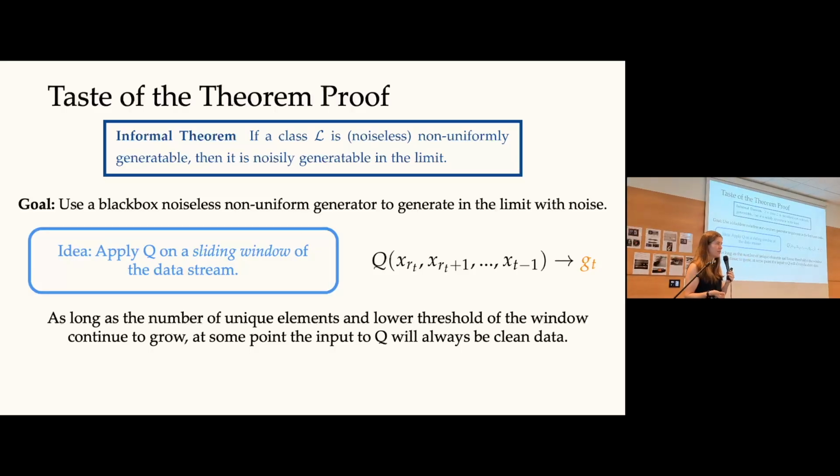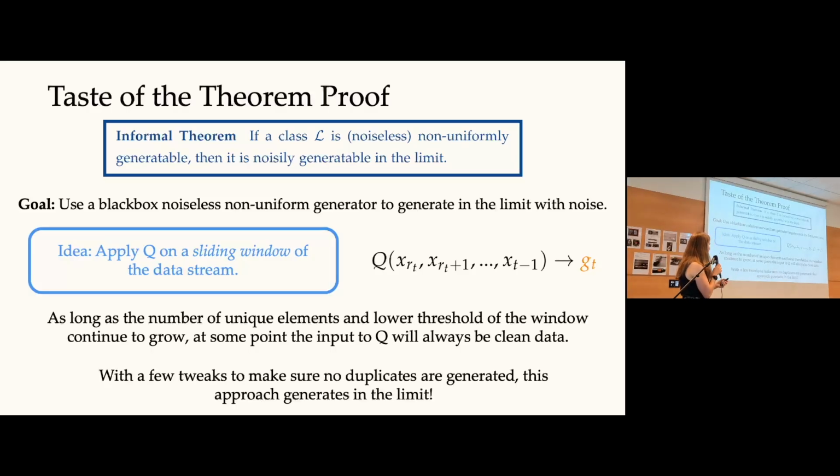non-uniform guarantee of Q, but also because we're moving to the right along this enumeration, at some point we're going to stop seeing these noisy points because we've moved past the last of these mistakes. And with a few tweaks to make sure that we don't generate any duplicates, this idea results in a generator that can generate in the presence of noise in the limit.